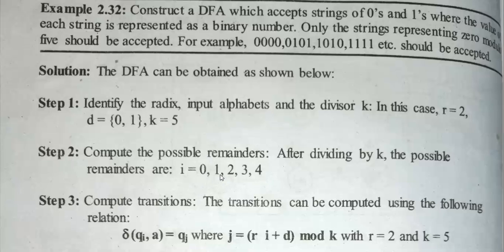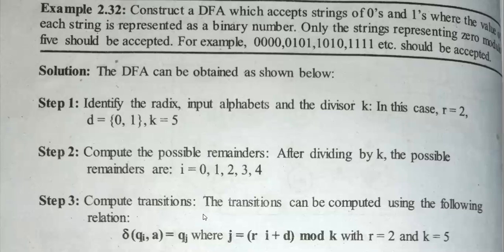16 divided by 5, the remainder is 1. Then 17 divided by 5, the remainder will be 2. So if you divide any number by 5, the possible remainders we can face are 0, 1, 2, 3, 4. So for this DFA, the states will be 0, 1, 2, 3, 4, which means Q0, Q1, Q2, Q3, Q4. So a total of 5 different states in this particular DFA. Clear? Then we'll substitute these values into our formula.